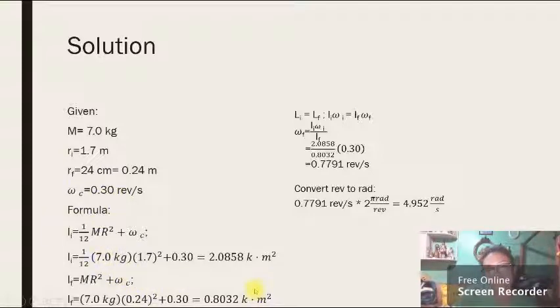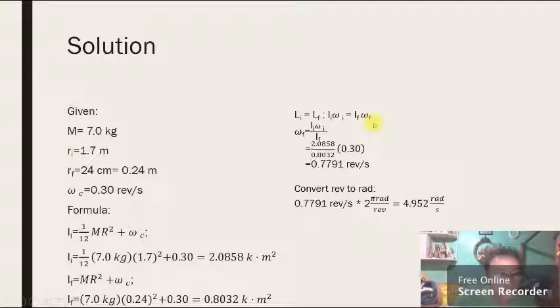And for the final, we're going to use mr squared plus the constant. Plug in the values. We're going to have 0.8032 kg meters squared. So using the law of conservation of angular momentum, the final angular momentum is equal to the initial angular momentum, which is L initial is equal to L final.